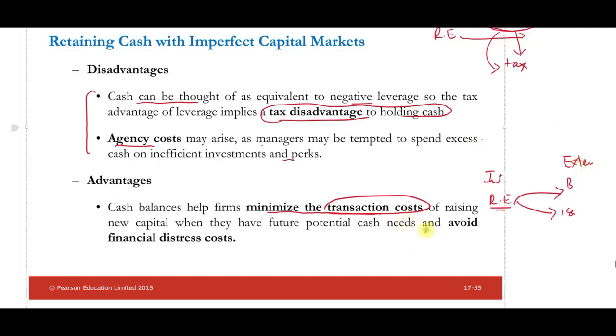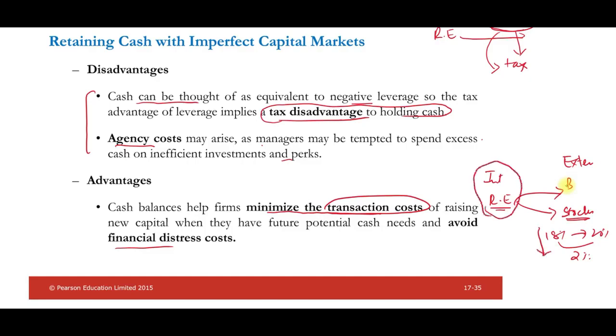Okay, and it also avoids financial distress cost. When a company wants to issue stocks and the company is risky, investors may require maybe 18% to 20%, right? So this increase of 2% is the cost of financial distress. The company may reduce this cost of financial distress if it can use its own internal funds. So that is actually a simple concept.